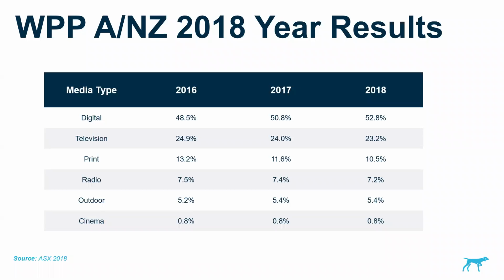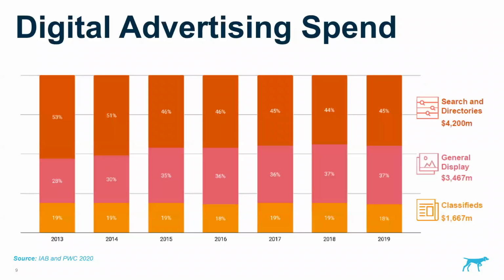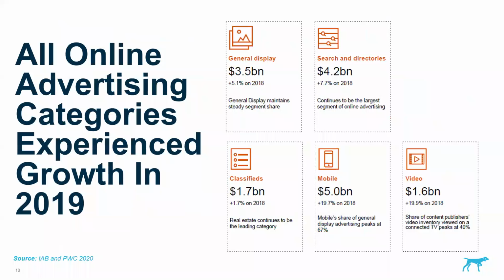And in terms of display, what's classified here as general display has been on the up and up for most of this decade, starting at 28% of the share in Australia and moving up to 37% by 2019. All still growing. General display in 2019 was 3.5 billion, which rose a full 5%.